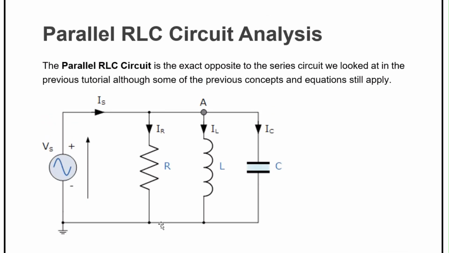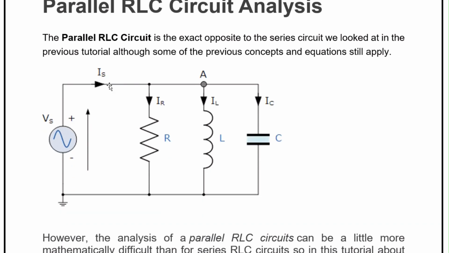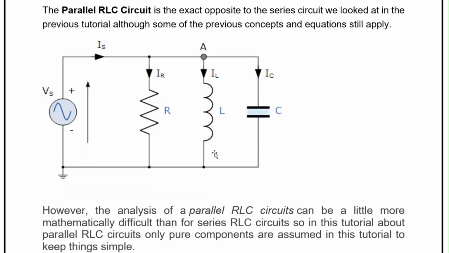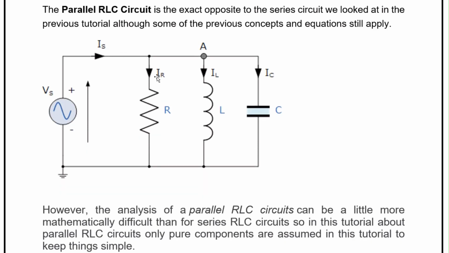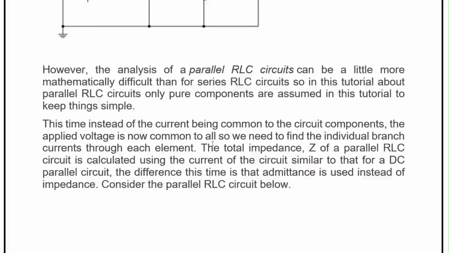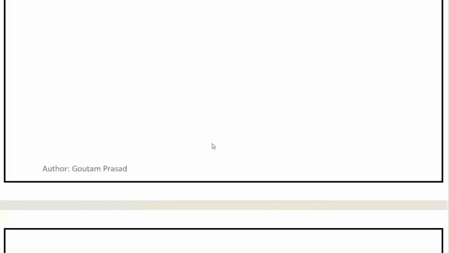A parallel RLC circuit contains R, L and C in parallel. All three are connected across the supply voltage. Is is the current flowing, the main current, which gets divided into three parts: IR, IL, and IC. So Is is going to be the vector sum of all these three currents. Let us see how this analysis goes on.